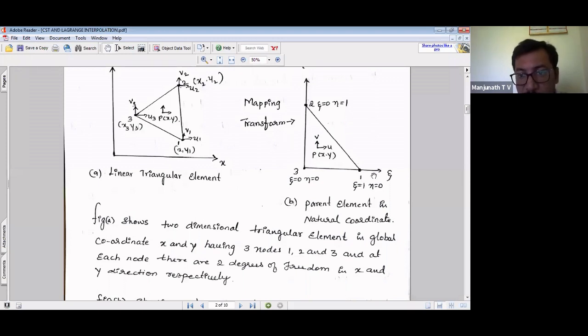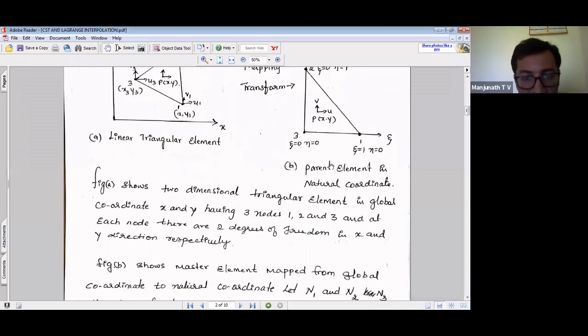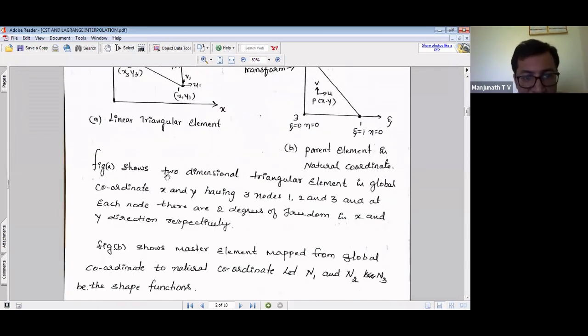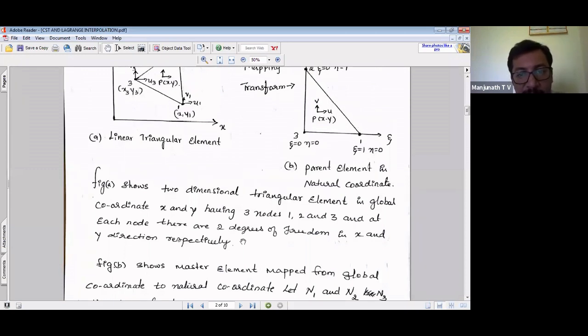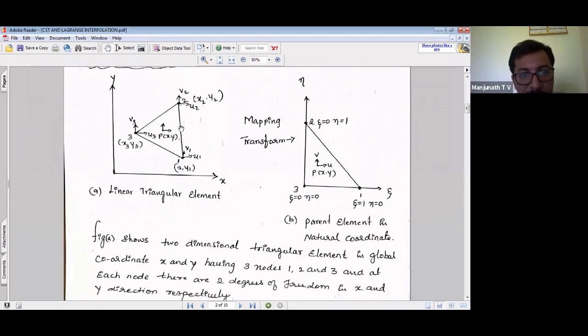We are going to have zeta, neta along with coordinate values, and P will be any particular point. Now just consider a figure that shows a two-dimensional triangular element in the global coordinate system x, y having 3 nodes: 1, 2, 3, as we have already discussed.